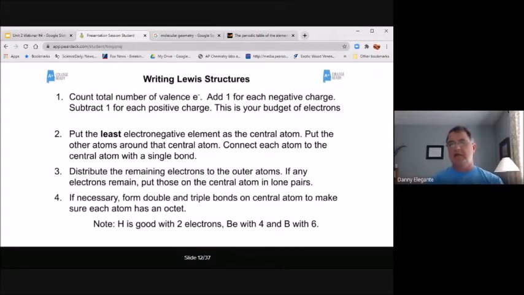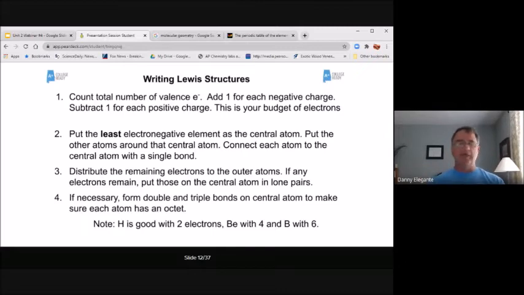And then if any electrons remain, they go on the central atom. So for water, they would go on that oxygen. So this is the idea. You hook them together. You make everybody on the outside have 8. We call that satisfying the octet. If there are some left over, they go on that central atom.